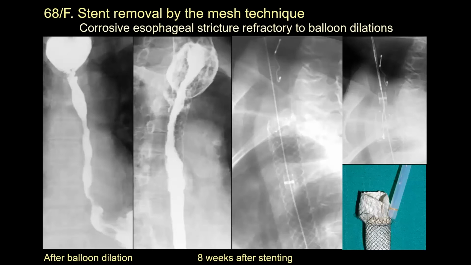Here is an example of stent removal by the mesh technique. In this patient, it was almost impossible to grasp the nylon drawstring because of acute angulation. You can see one hook was disconnected because it was very tight, and we removed the stent by the mesh technique. We just grasped the mesh and removed it.